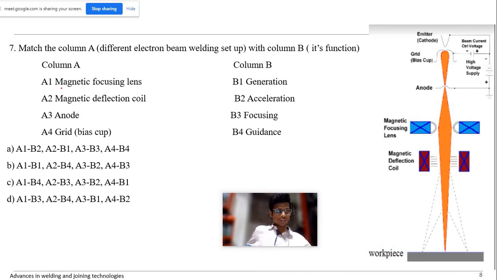So can you guys answer? Okay, no one has. So magnetic focusing lens means focusing will be happening, and the deflection coil will guide where to weld, in which location and all. And the anode obviously is for generation, because of the cathode-anode differential electrons will be generated. And the grid bias cup is used for acceleration. Therefore B2. So 7D is the option.